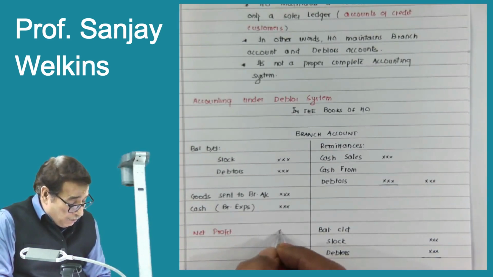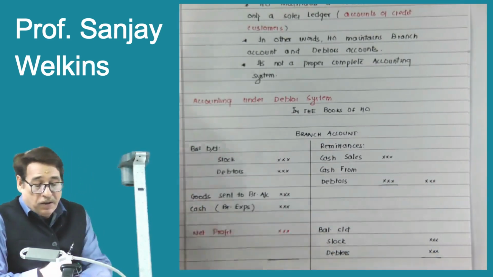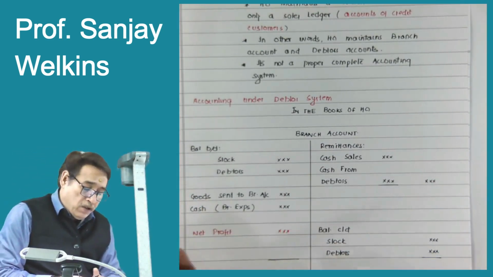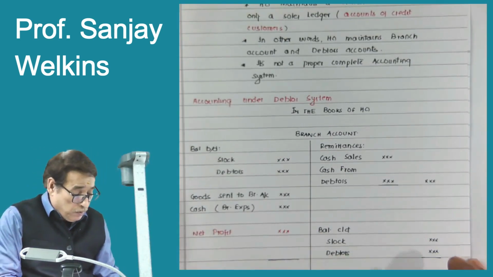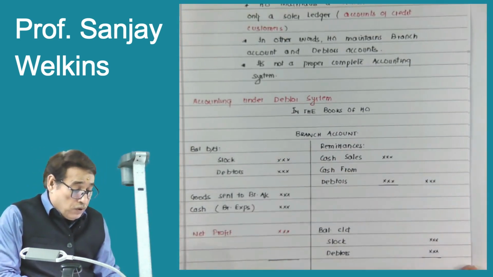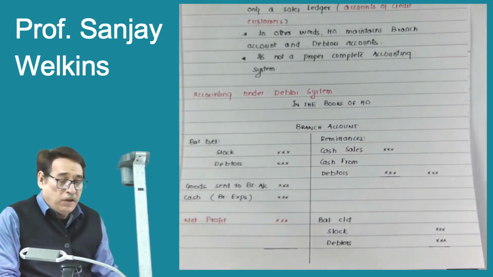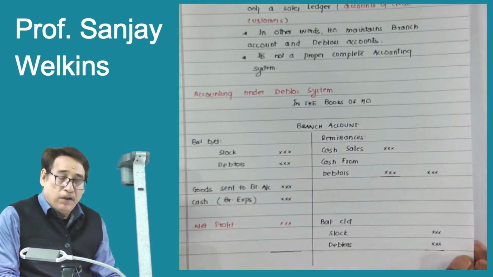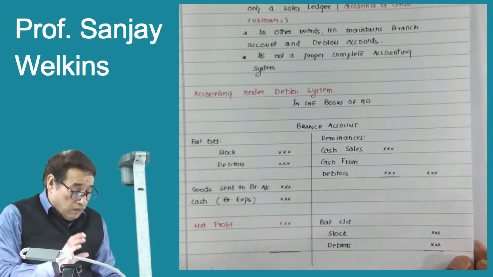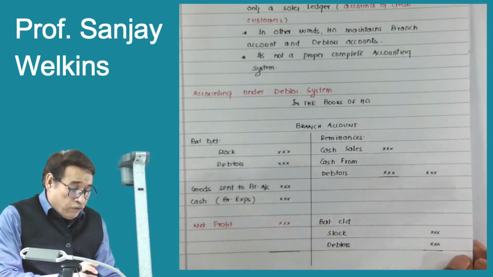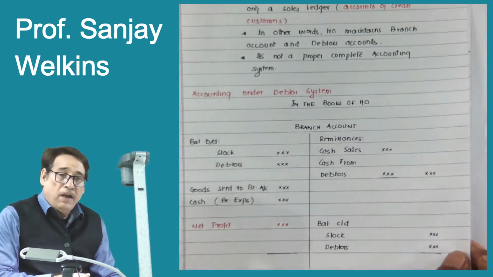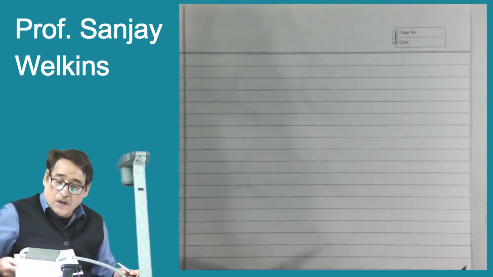This is the simplest possible format of a branch account. I will explain each and every thing. Don't worry about that. Show a little bit of patience. I told you that under the debtors system, head office will maintain the accounting with respect to the branch. The important point is that head office shall maintain one branch account, and besides that, a debtors account.